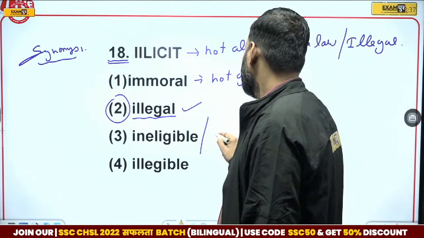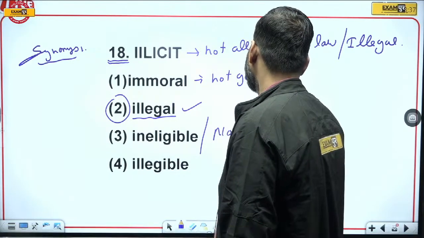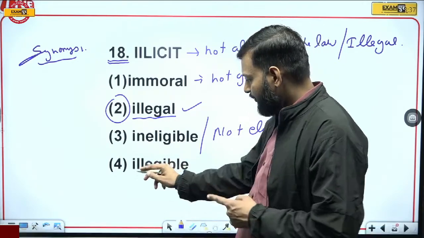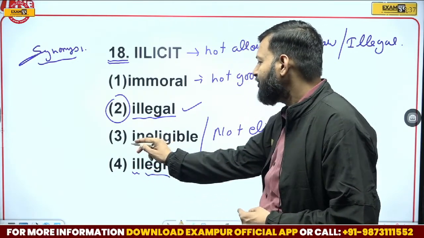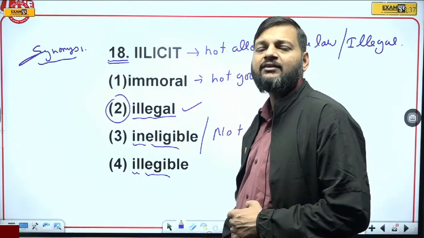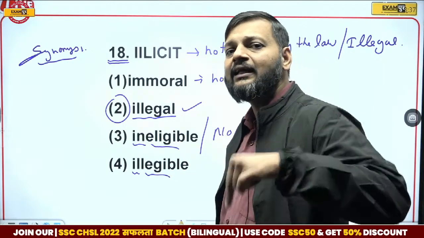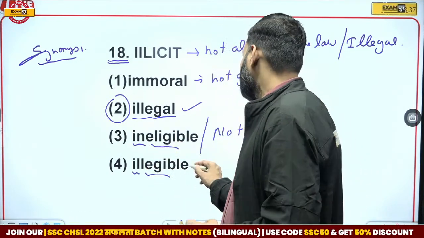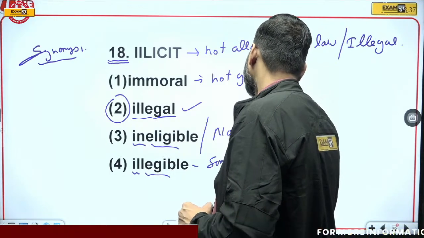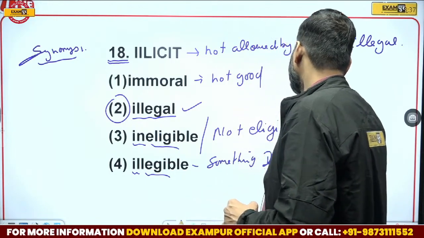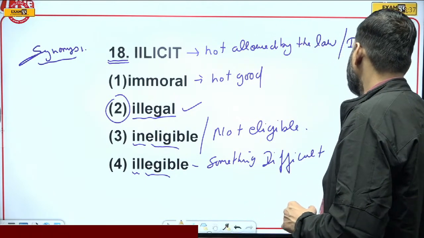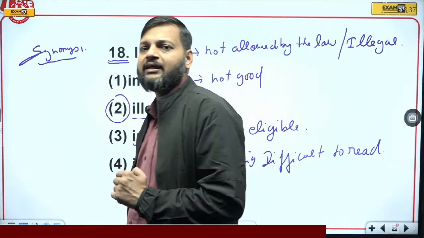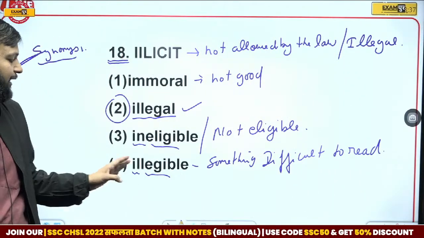Ineligible, not eligible. Ineligible means not eligible. Eligible means someone who is able to do something, and ineligible is its antonym. And the meaning of illegible is something difficult to read. When we are unable to read something, it is called illegible.